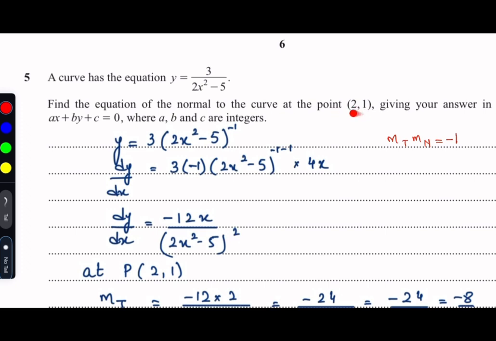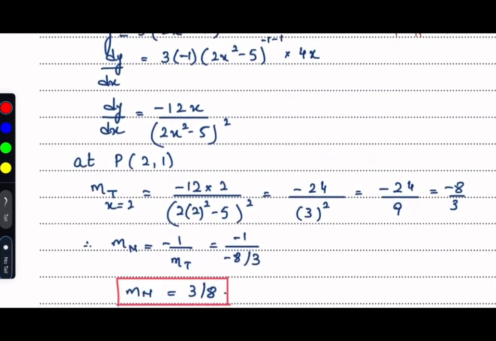So they have given us this point (2, 1). At the point with coordinates (2, 1), I can just substitute my x as 2 and I can get the gradient of the tangent. So the gradient of the tangent, with x substituted as 2, simplifies to negative 24 over 3 squared, negative 24 over 9, which is negative 8 by 3.